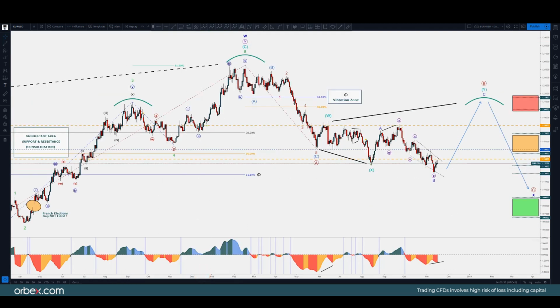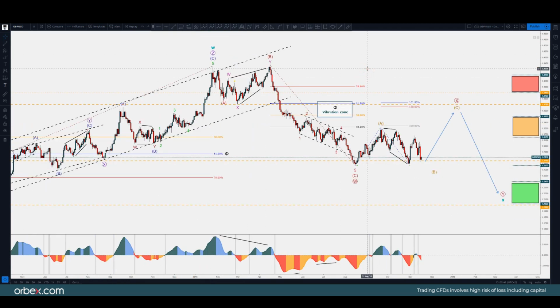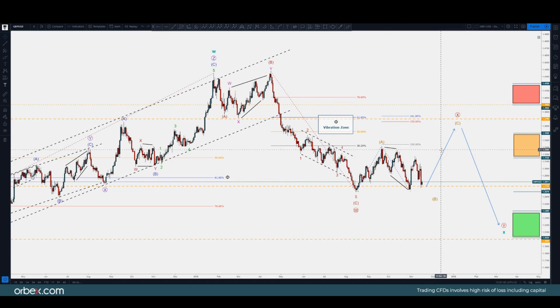Now, moving on to the pound. On the pound USD, this structure could be a bit more complex, right? So in a sense that this B wave in a certain structure, a double or even a triple three, could actually break this low, the start of A. So it could be quite complex. Pound has a lot of things around it. Many things are happening in the UK right now.